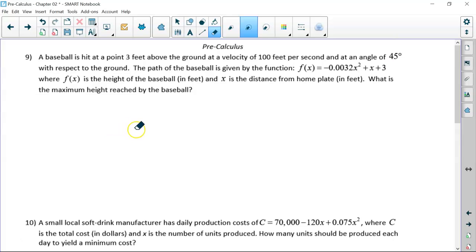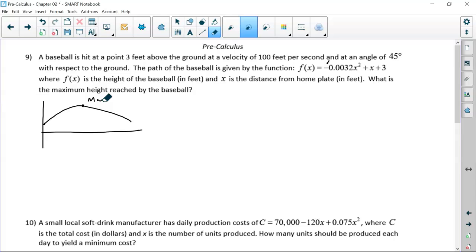What I would do is start by drawing a picture. There's a lot of information given. We know the baseball is being hit 3 feet above the ground. The leading coefficient is negative, so that means it's going to open down. It's going to look like this. Now they just want us to find the maximum height reached, and the maximum height is at the vertex. So all we're doing is looking for the vertex.